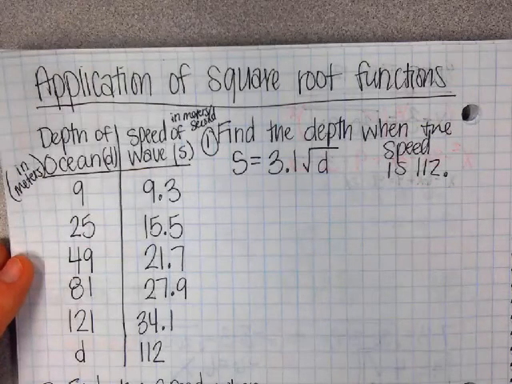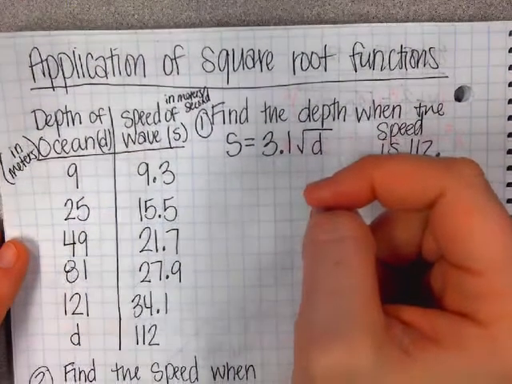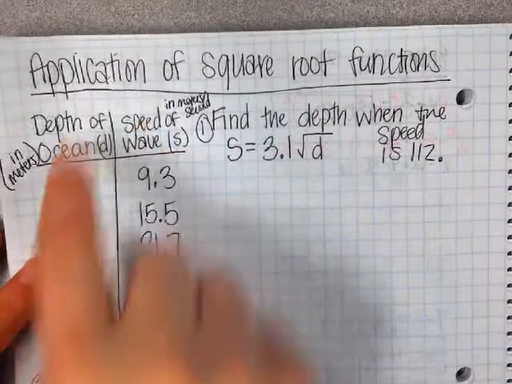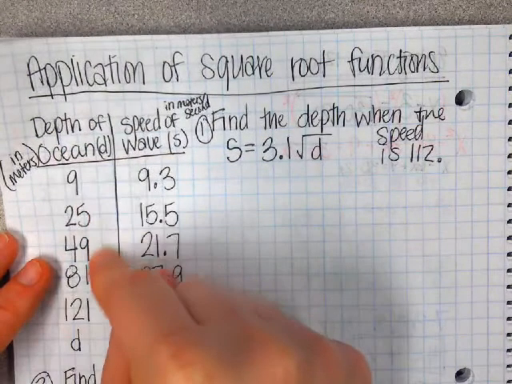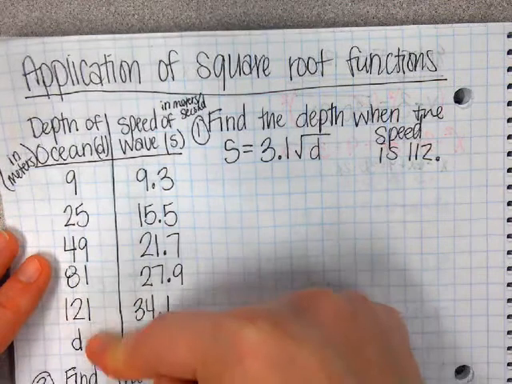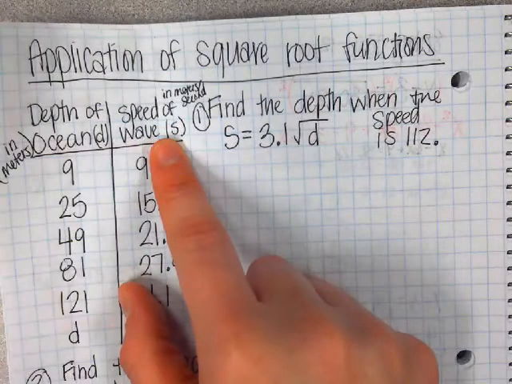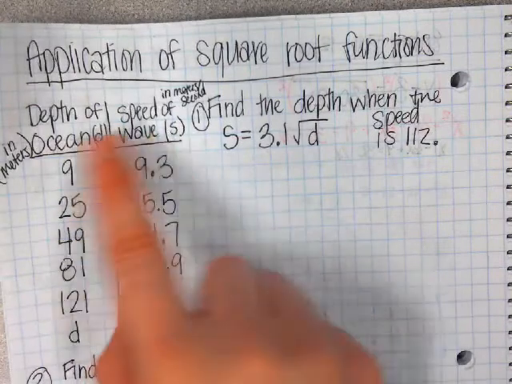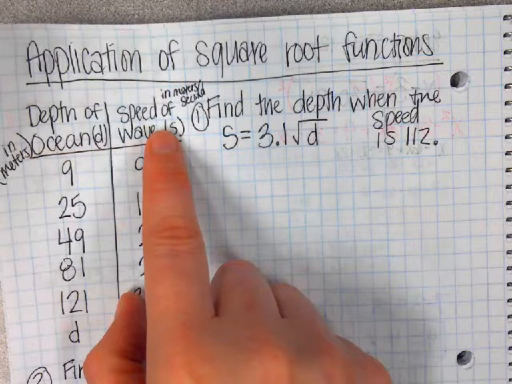So, application of square roots. I already went ahead and wrote this table. It says depth of the ocean is 9, 25, 49, 81, 121, and then D. I'll talk about that D in just a second. And then it says speed of a wave. We know the depth of the ocean, and we're trying to decide the speed of a wave.